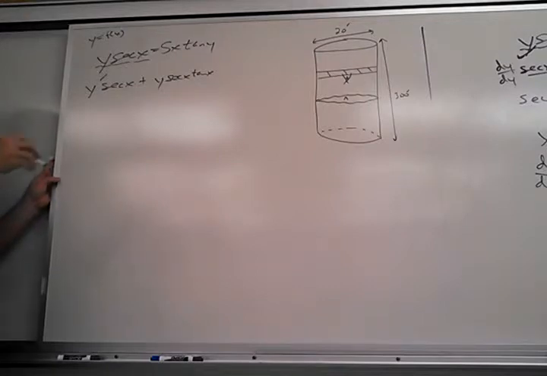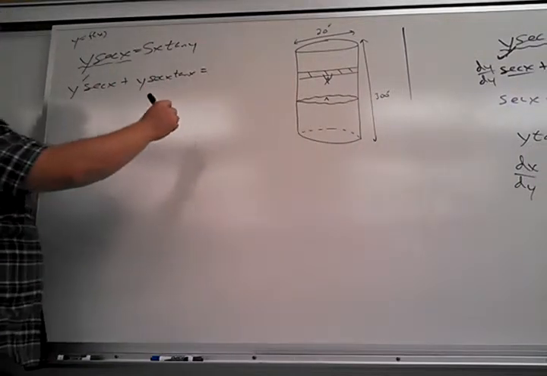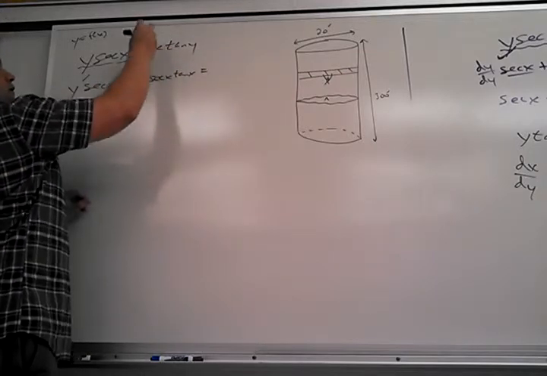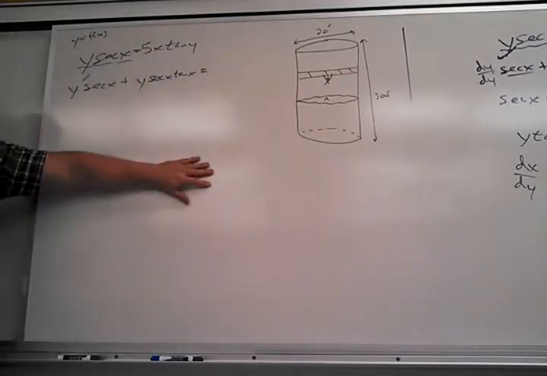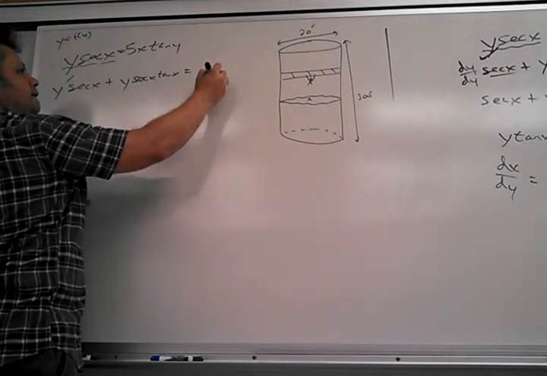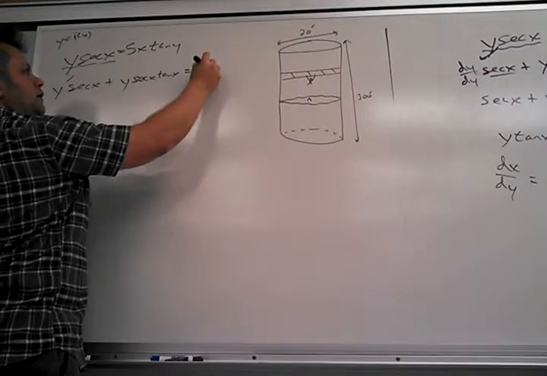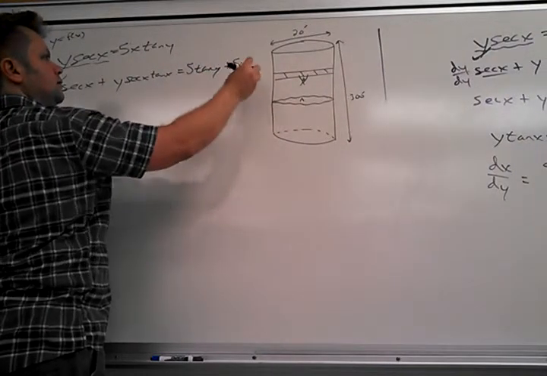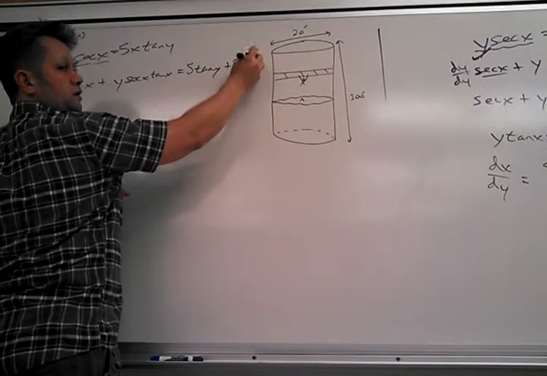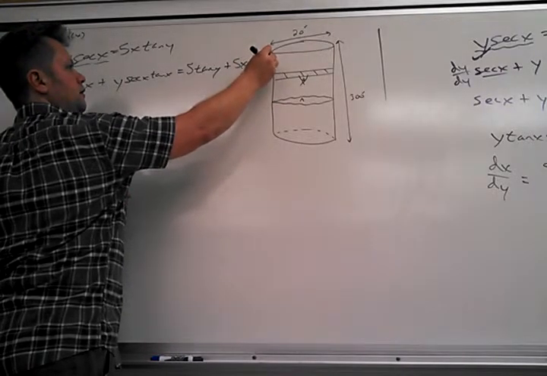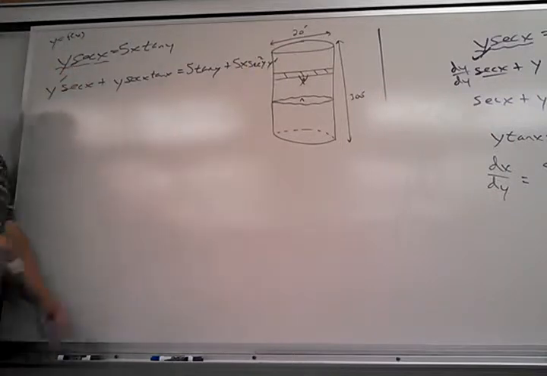Go with me. Equals. Is that a 5 or a dash? That's a 5. Okay, just making sure. I don't want to bring in a third variable. 5 tangent y plus 5x secant squared y times y prime. Right?